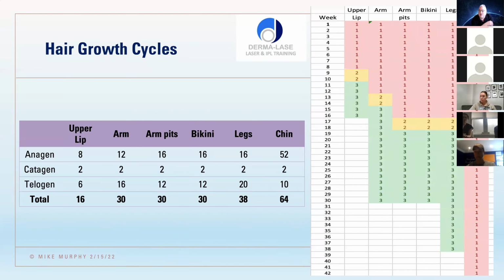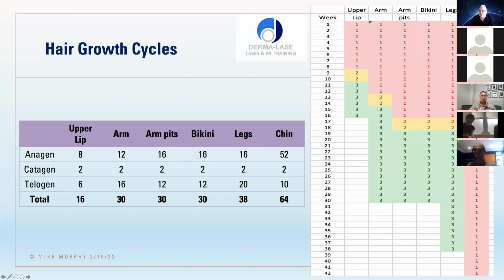So this is a little diagram I put together that just shows the weeks, 1, 2, 3, and so on. So there's your upper lip there. You can see it's quite short, and then the arms and the armpits and that. And then there's the legs. Legs are quite a long time. The chin just goes way down off the bottom of the page.